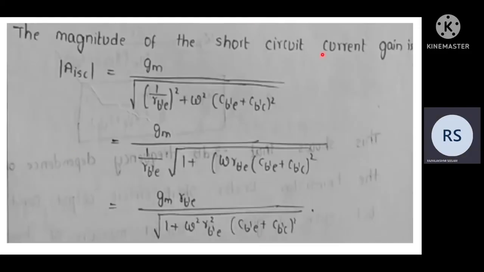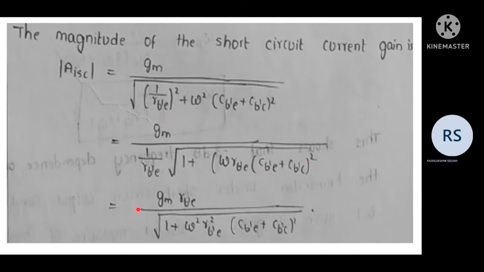The magnitude of the short circuit current gain is given as mod AISC equals gm by the root of (1 by RB'E) whole square plus omega square (CB'E plus CB'C) whole square, or gm by (1 by RB'E) times the root of 1 plus (omega RB'E (CB'E plus CB'C)) whole square, so the root and square cancel.